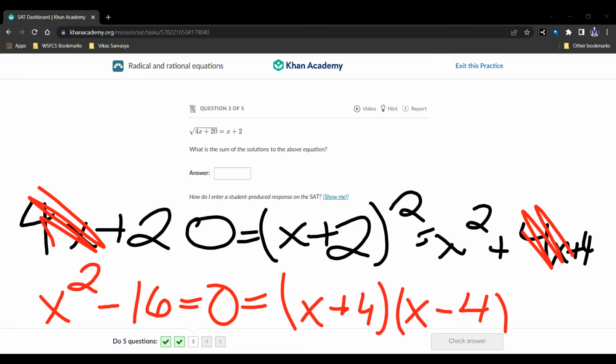And take the roots of these and we get minus 4 and 4. And if you're paying attention, we can see that if we plug minus 4 in here, it's going to give us a negative, and this is a square root, so that's not going to work.